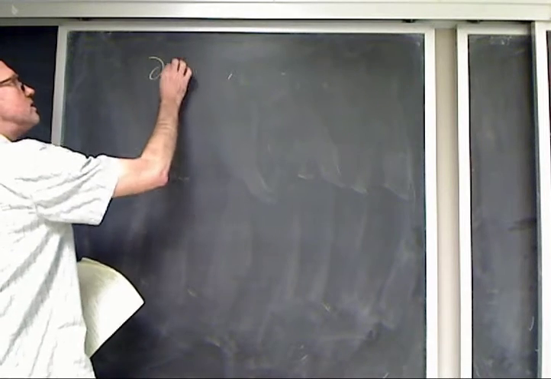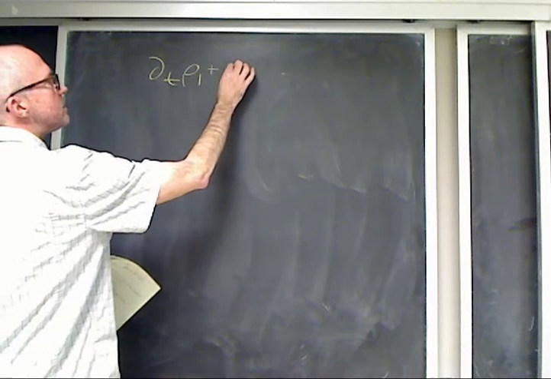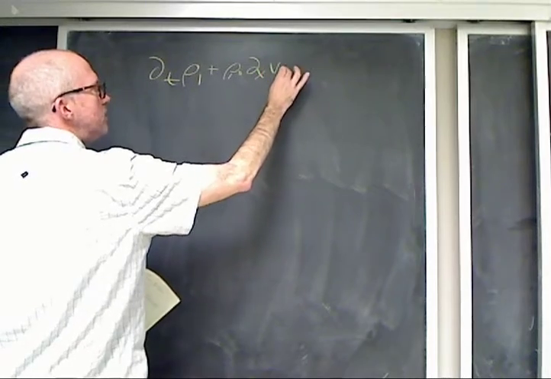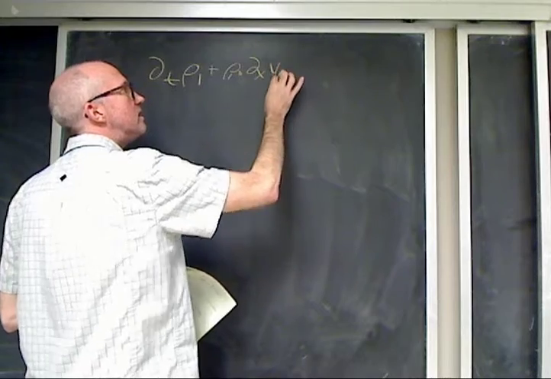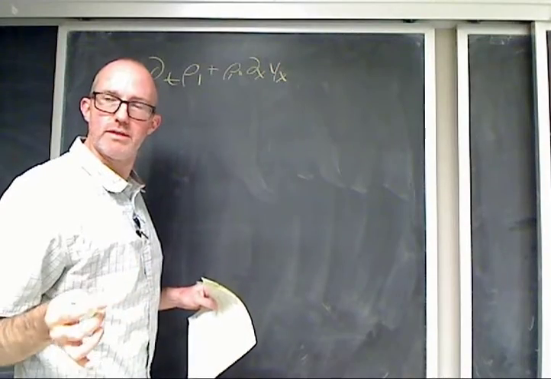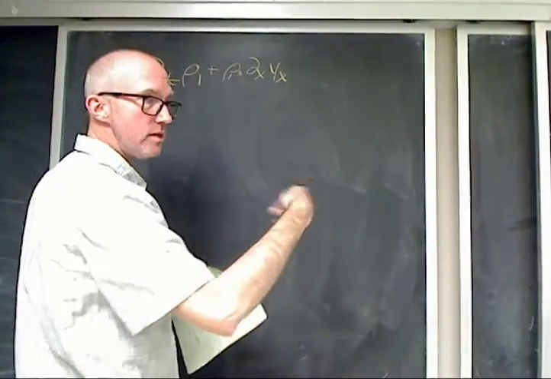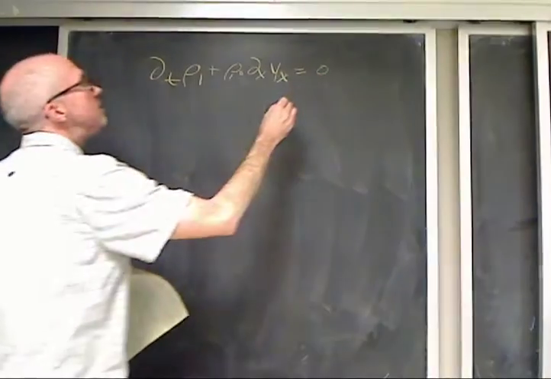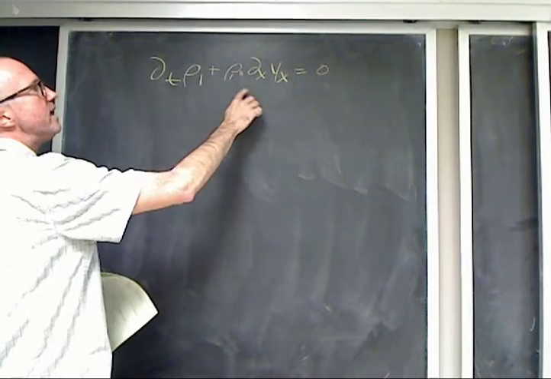So let's start with continuity. d by dt of rho 1 plus rho naught d by dx of v1. Now, this is a divergence. So this is just the x component of v1, because I aligned my k vector with the x-axis, so the other two derivatives go away. Equals 0. I'm going to rewrite dt and dx as a delta t and a delta x.